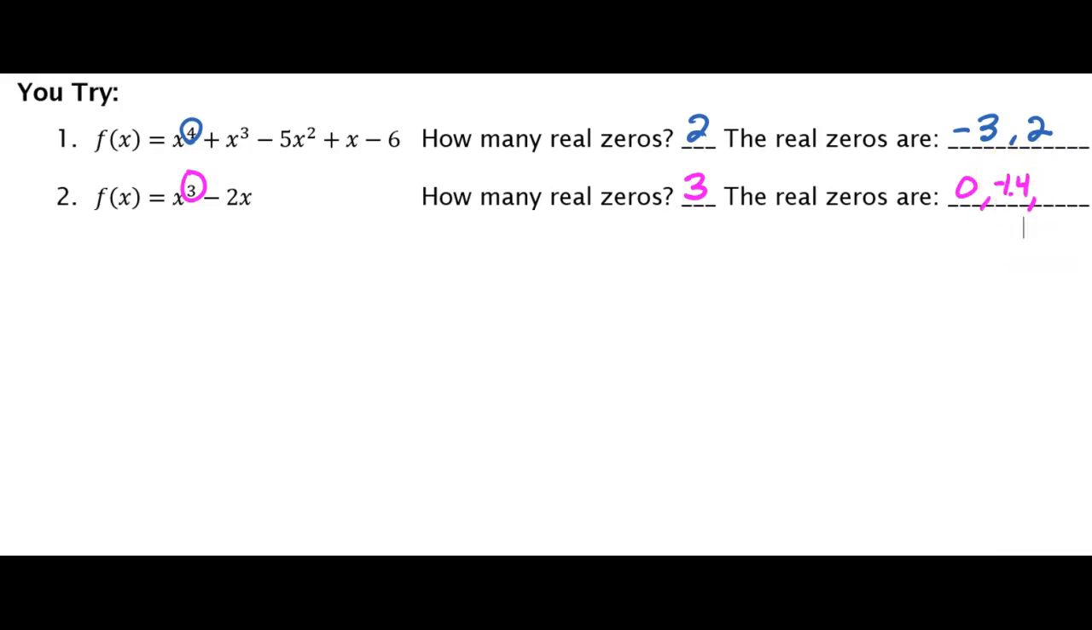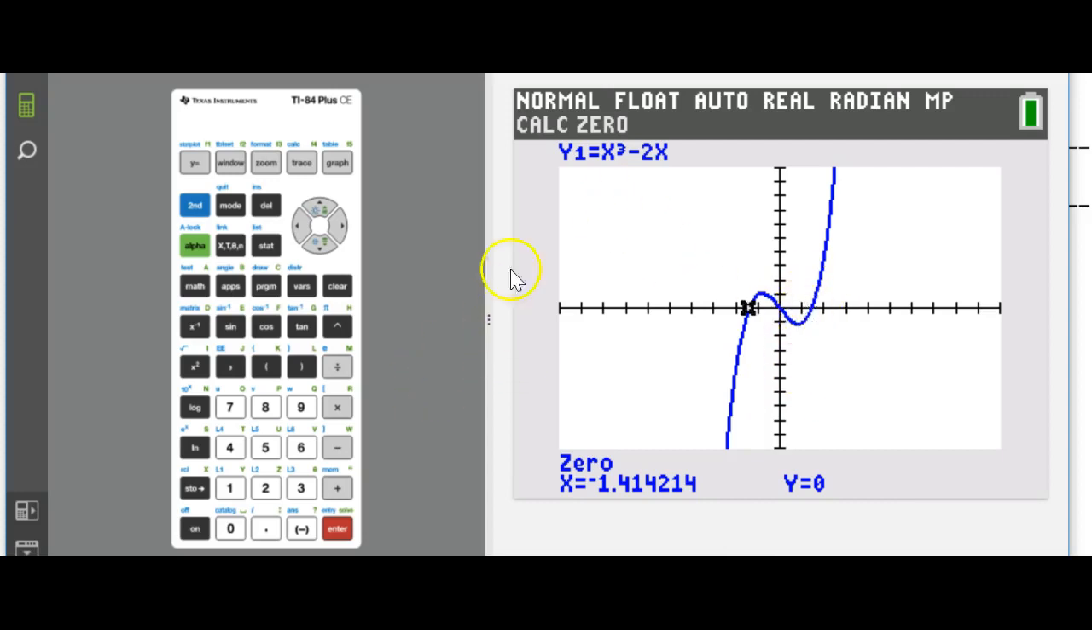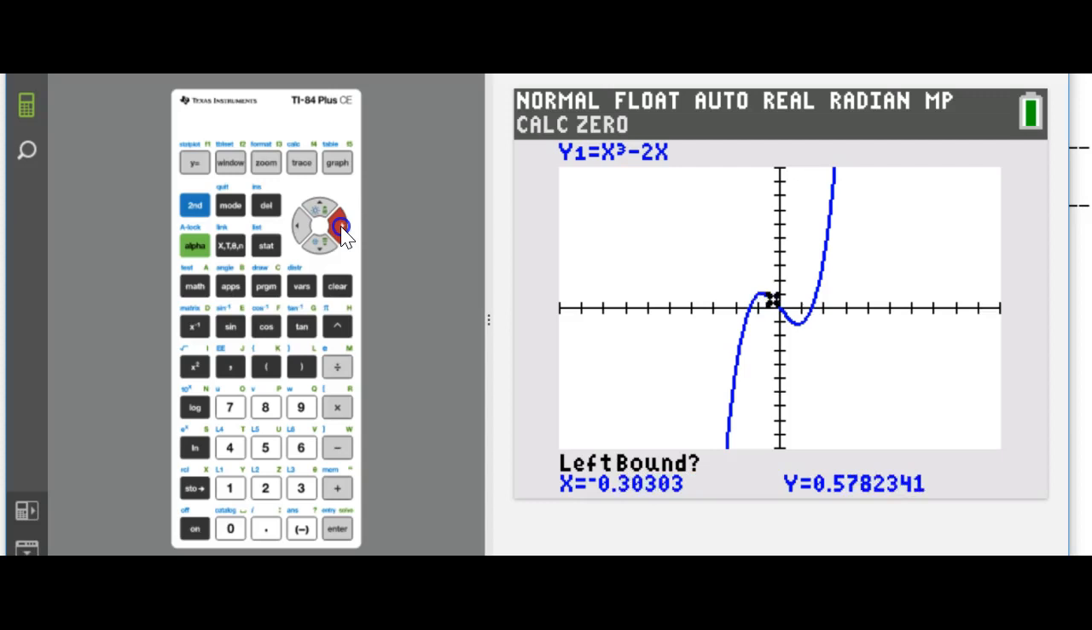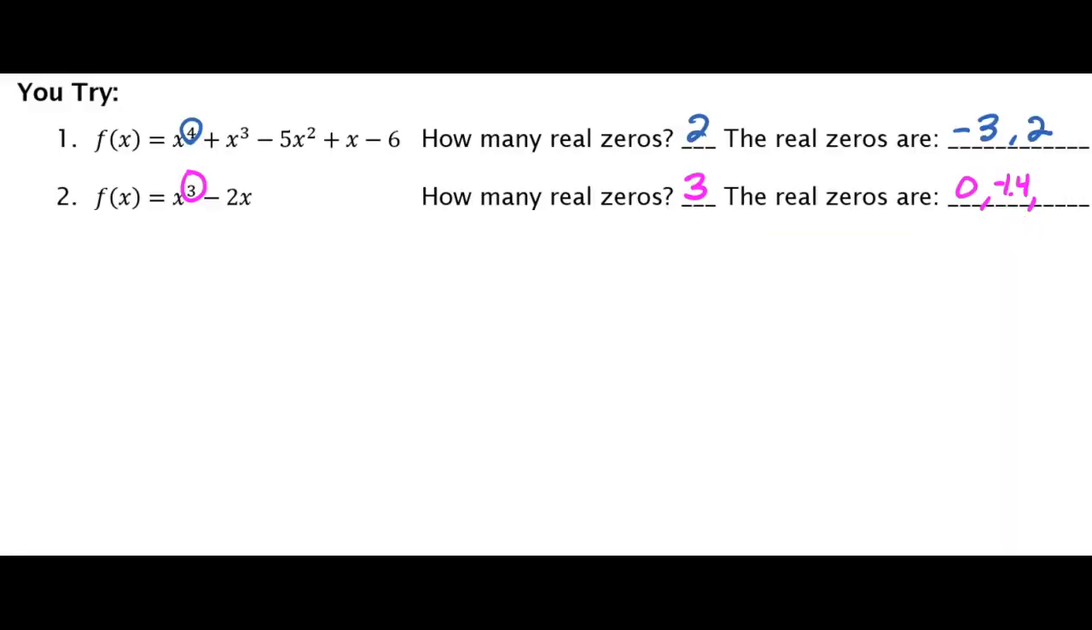Then I have to do that process one more time to find the other 0. So I'm going to do second trace again and choose option 2. Now I have to get my cursor all the way over here, and I'm going to put it so that it looks like it's almost right on top of where the 0 is, and then move it to the left, and that's how I know it's my left bound. Press enter, then move it back to where it crosses the x-axis and push to the right, so now I know that's my right bound. Then enter one more time, and this tells me that my 0 is at +1.4, so it's the exact same number but positive. So those are my 3 real zeros.